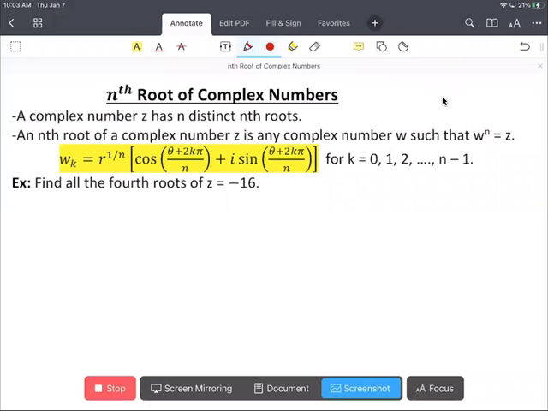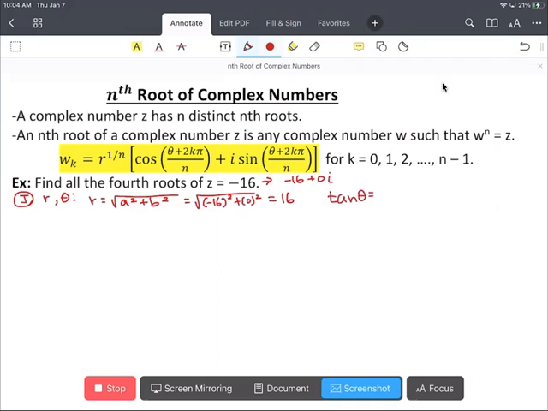In this video, we're going to go over the nth root of complex numbers. And for our example, we're going to first find the modulus and argument. Modulus is the square root of a squared plus b squared. And for our case, a is negative 16, b is 0. And we simplify it, and we get 16 as our r.